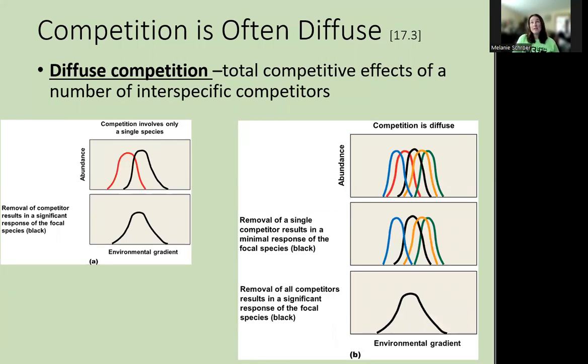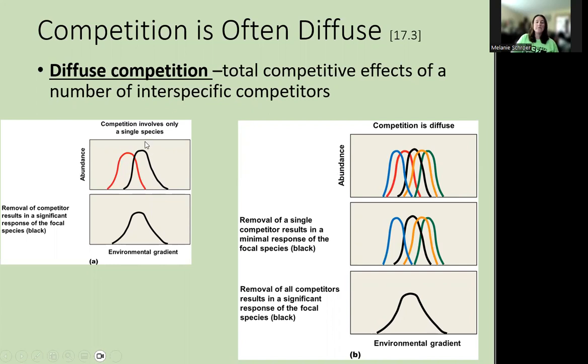Often, competition is not just occurring between two species. That's not just wolves and coyotes. It's usually a lot more complicated than that, as you might imagine. So diffuse competition is the total competitive effect of a number of interspecific competitors. So instead of just here is species 1, the red species, here is species 2, the black species, and here we can have this overlap in resources, overlap in niche along an environmental gradient.